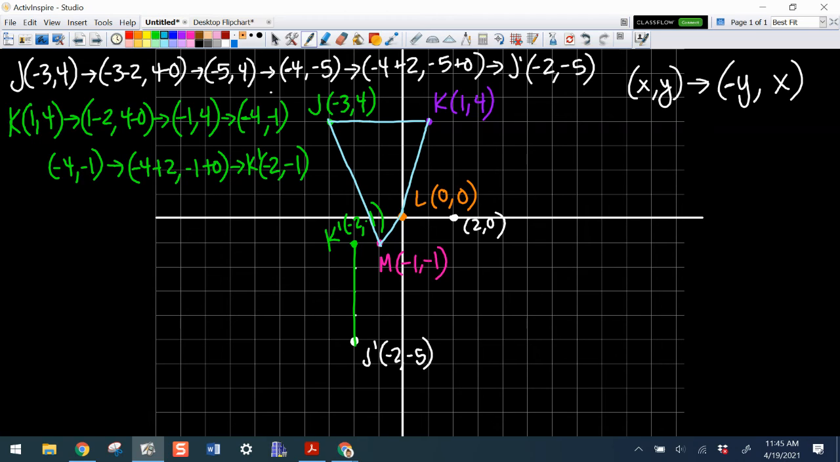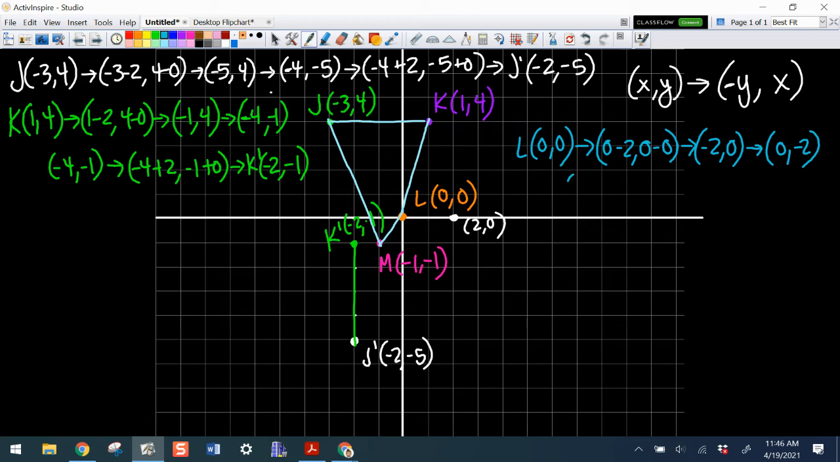Moving right along. Hopefully we're getting a really good sense of how to approach this. So L, still located at 0, 0. Again, we have to rotate L because it is no longer the center of rotation. So we're going to subtract 2 from our x and subtract 0 from our y. We'll end up with -2, 0. Then we'll use the function here, which tells us to swap x and y and change the first sign, which changing 0 will remain 0 because it's neither positive nor negative.